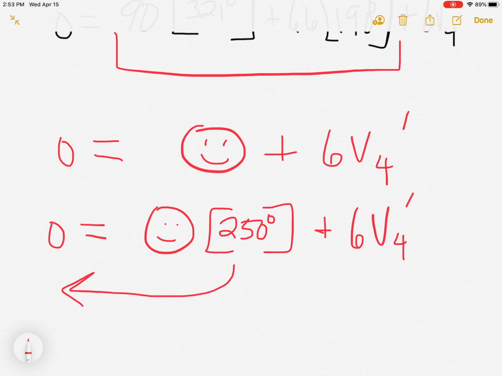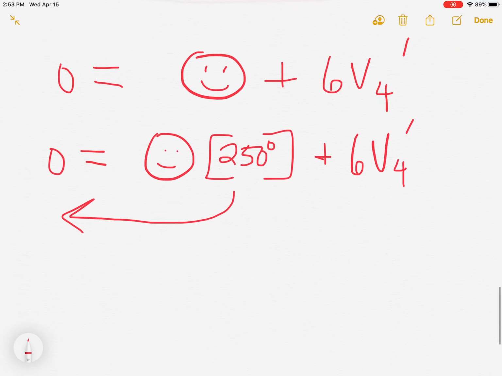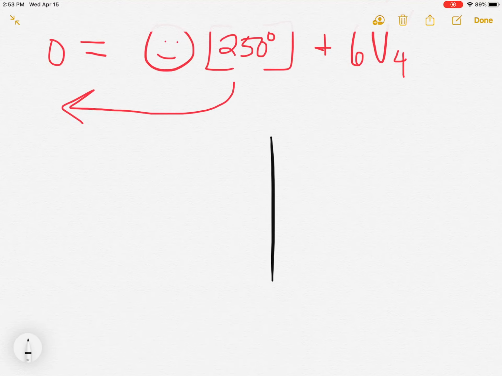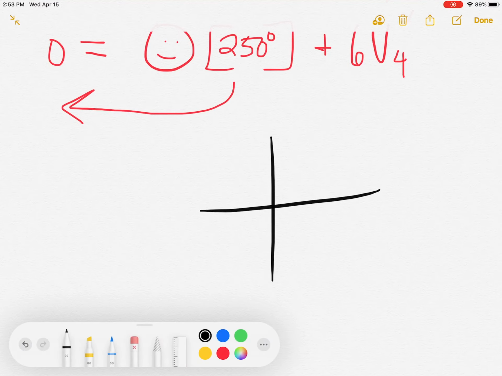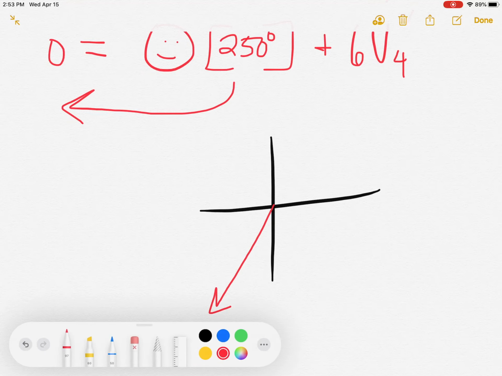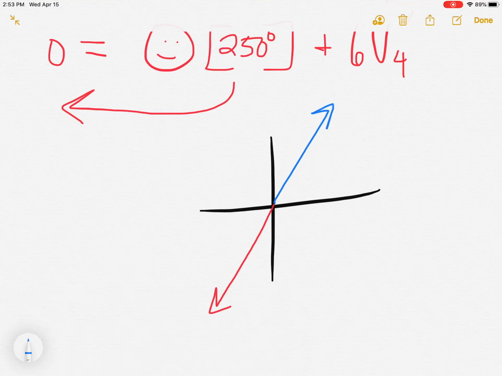How do you solve this? Well, the same way you would any other. You have to move this to the other side. Well, how do you move an angle to the other side? I'm going to show you. You take your angle, which on this graph, 250 would be about here. All you do is reverse it in the opposite direction, because when you move it to the other side, it becomes negative, right? And of course, that means go backwards, go the other way. So we have to simply take this and make it go this way.